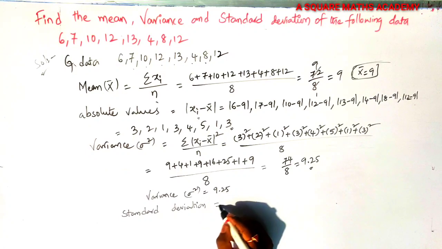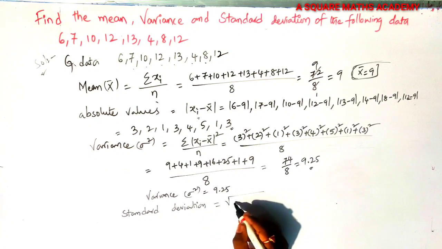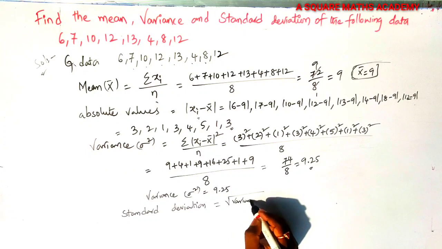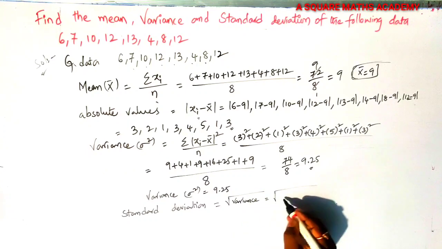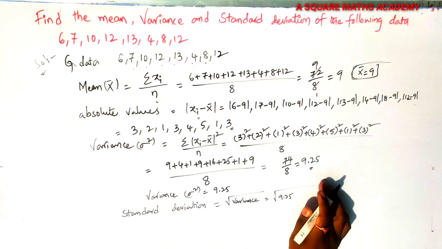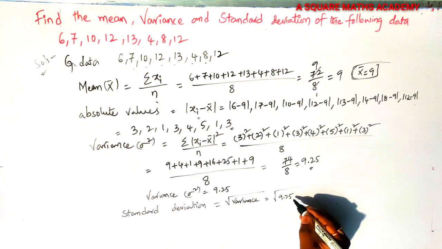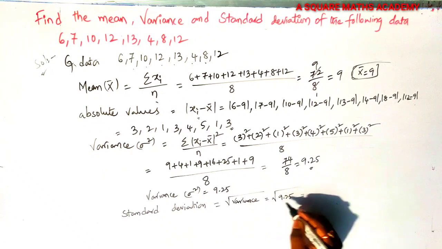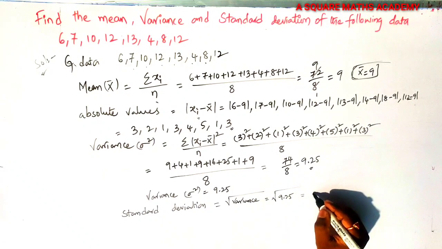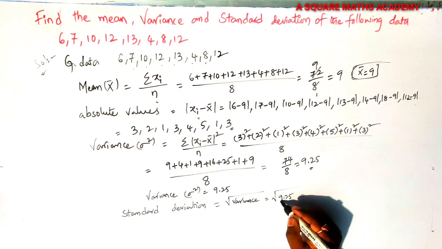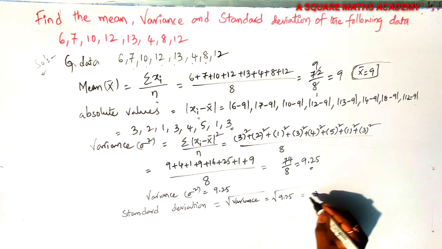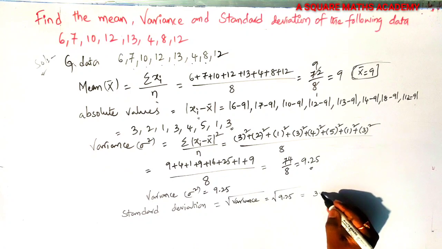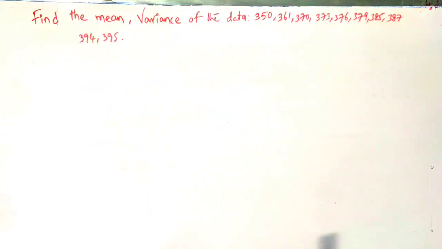Standard deviation is nothing but the square root of variance. Square root of variance. So the square root of the variance value 9.25. So the square root of 9.25 is 3 point some value we get here. Square root of 9 is nothing but 3, and square root of 0.25 is nothing but about 0.4 we take here. Clear?